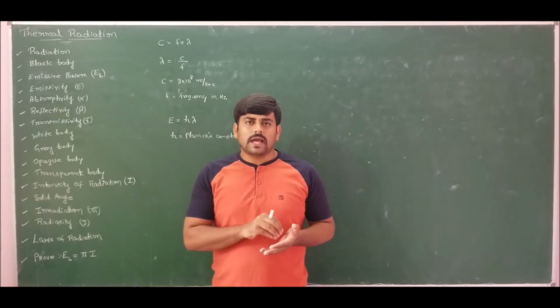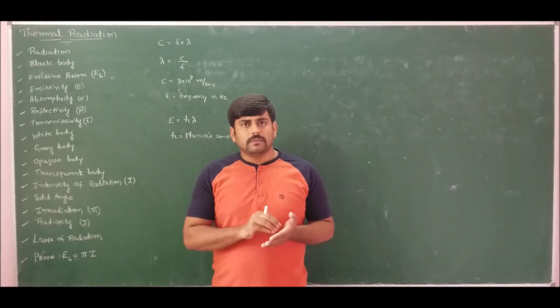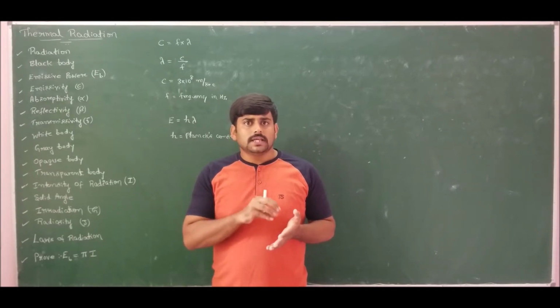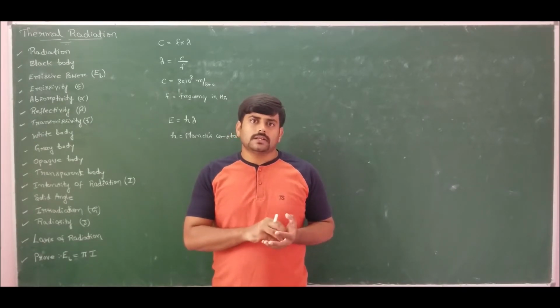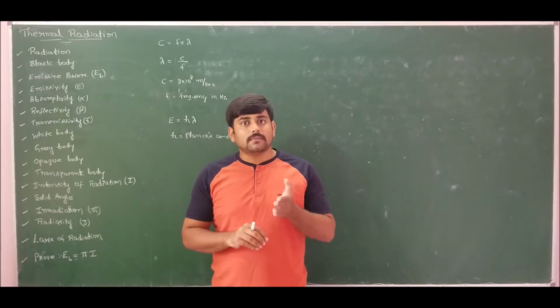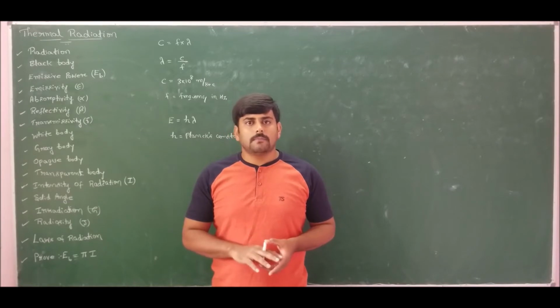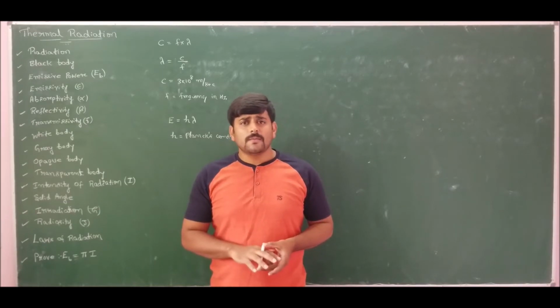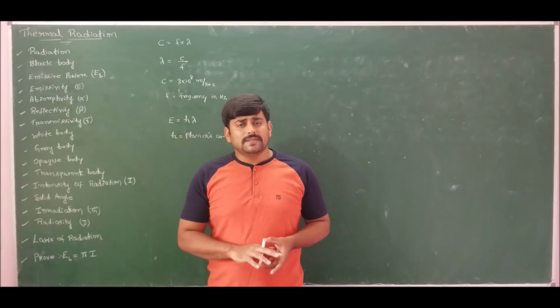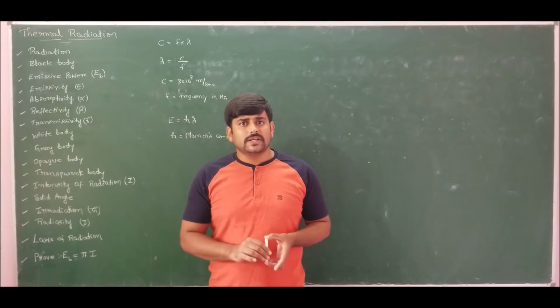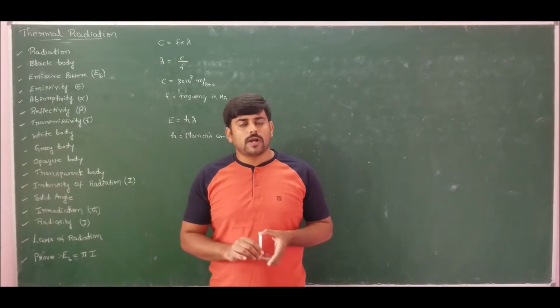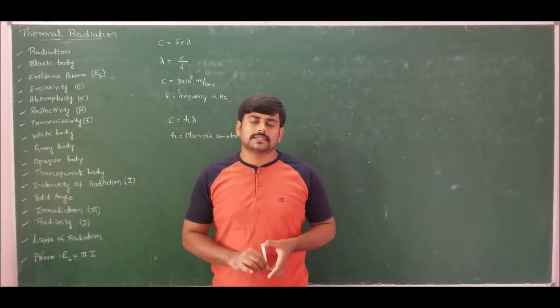A good example of a black body is ice, because it absorbs almost all the radiation which is incident on it. Platinum black is also an example of a black body. Even though their emissivity is not equal to 1, it is nearly equal to 1. Ice possesses an emissivity of 0.97 to 0.98. Hence, ice is also treated as a black body.